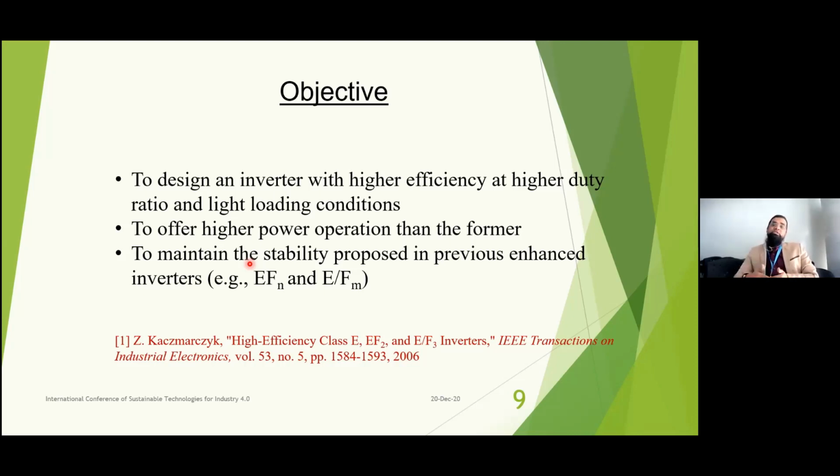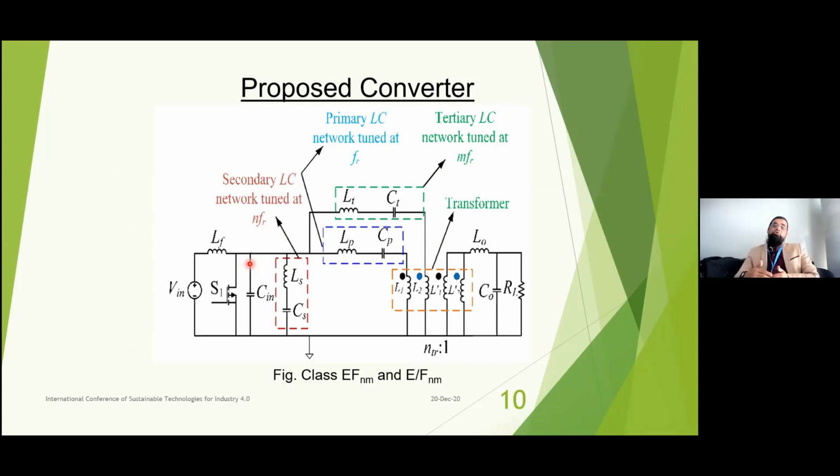To have these objectives fulfilled, we add an extra resonant network. LP and CP is our basic primary resonant tank, and LS and CS is our EFN tank in the class EFN inverter. Now we are adding an extra, third resonant tank, combining LT and CT. And we are delivering this power to the secondary through a multi-winding transformer.